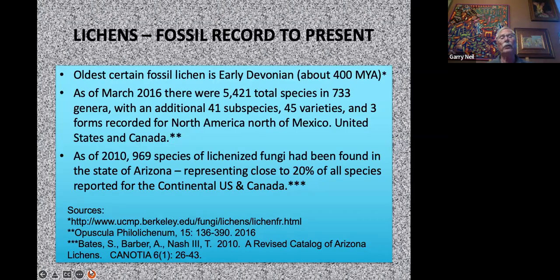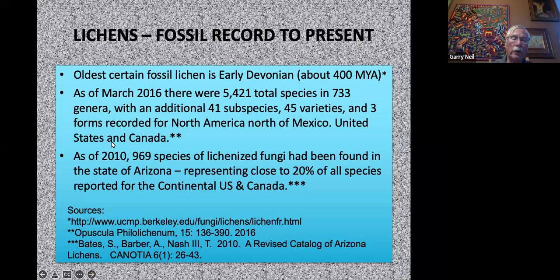Okay, the oldest fossil that we now recognize as being a lichen is about 400 million years old. At that point, they were among the first living organisms on land. As of 2016, there were 5,004 total species found in North America north of Mexico, in the United States and Canada. That has almost doubled since that time.